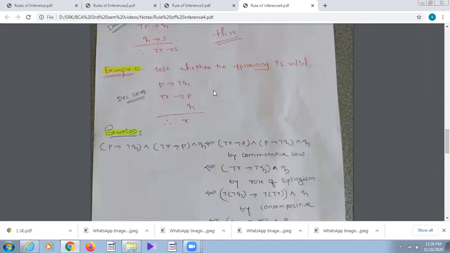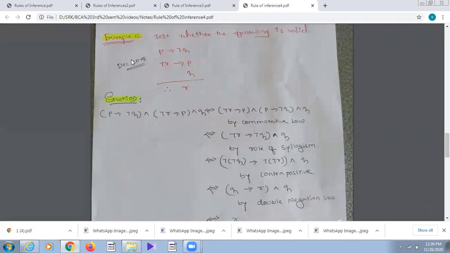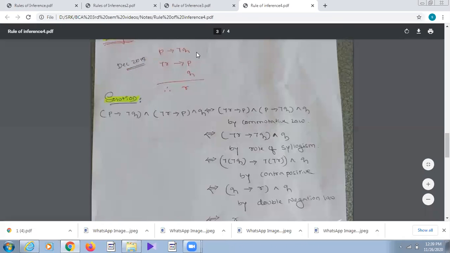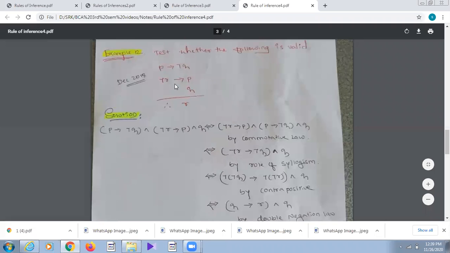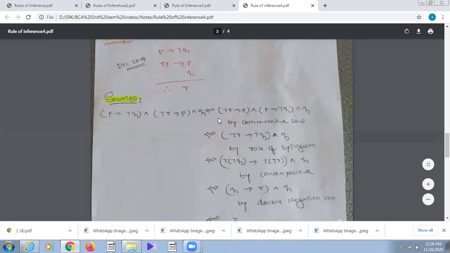Okay. So next, test whether the following is valid. This was asked in December 2018. See here, P conditional negation Q, negation R conditional P, Q, therefore R. Okay, so all the premises are taken in conjunction, and next we have to solve this one.